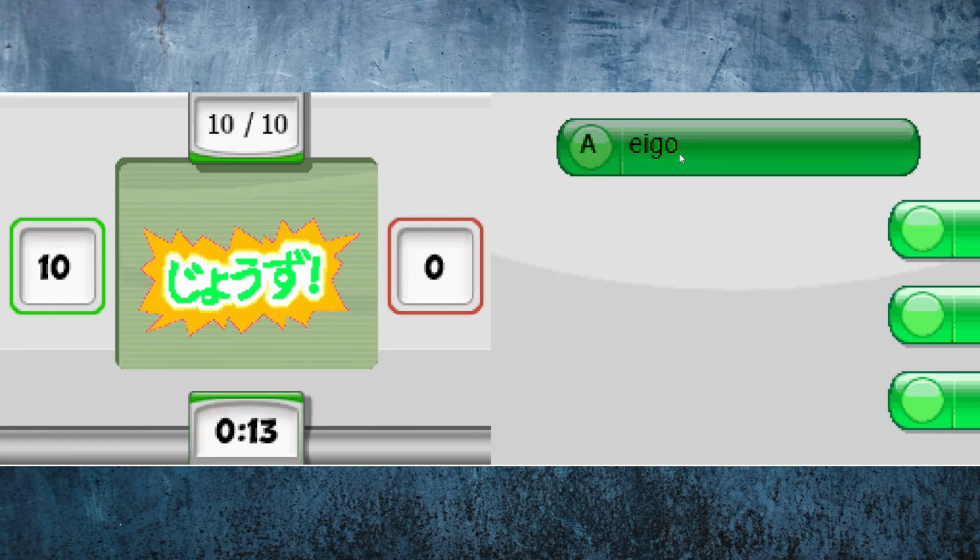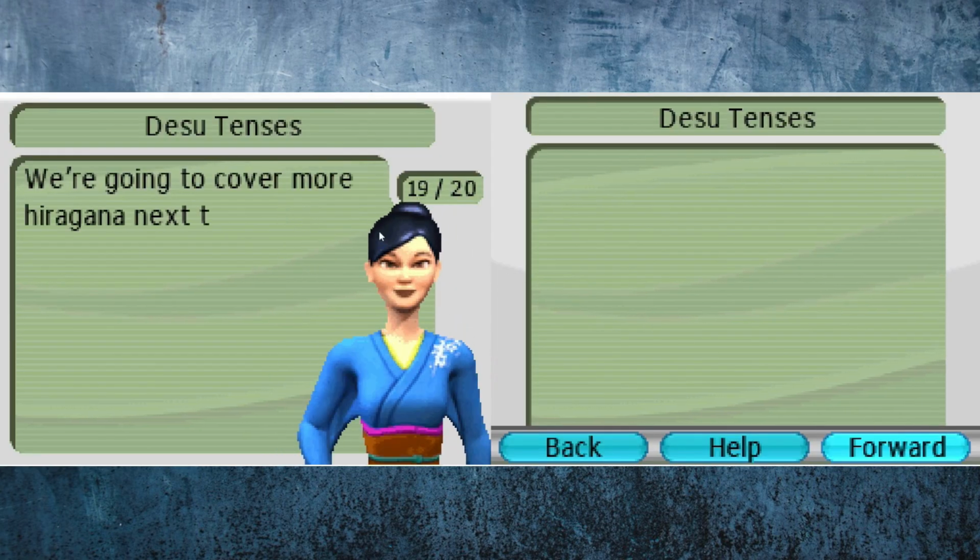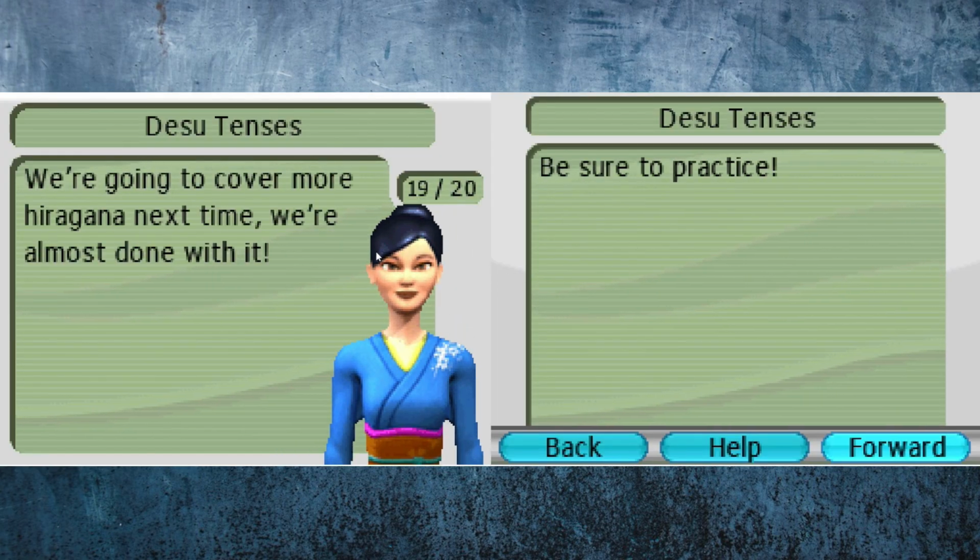English is eigo. Eigo. We're going to cover more hiragana next time. We're almost done with it. Be sure to practice.